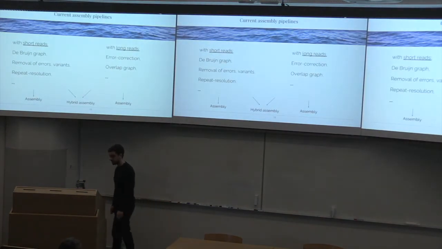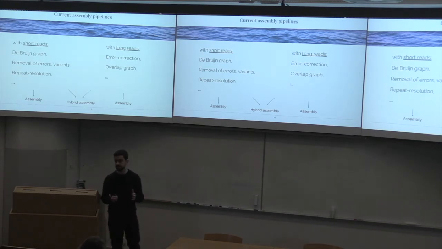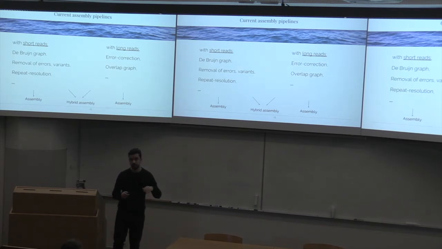So nowadays, assembly is performed using two types of pipelines, depending on what type of reads you have. So it's very technology dependent. If you have short reads, then there is a pipeline using the de Bruijn graphs, removal of error variants, repeat resolution, and in the end, you have an assembly. If you have long reads, it's a completely different type of pipeline that starts by sometimes correcting the reads and then doing a different type of graph and doing some other stuff, and finally you have an assembly.